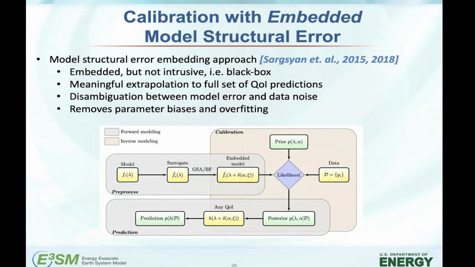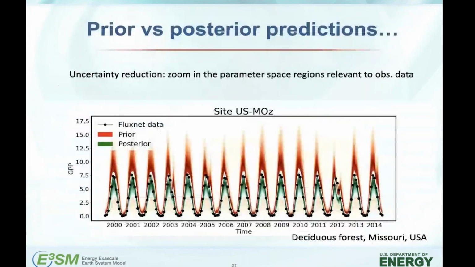So I'll be using this language, prior prediction and posterior prediction. Posterior is the one after seeing the data, after doing Bayesian calibration. So what we do see here is, say, prior versus posterior predictions in one particular site, for example. You can see that the prior prediction, as you saw before with ensemble members, is quite wide, and the posterior is a lot narrower, but sort of focusing on where the data is.